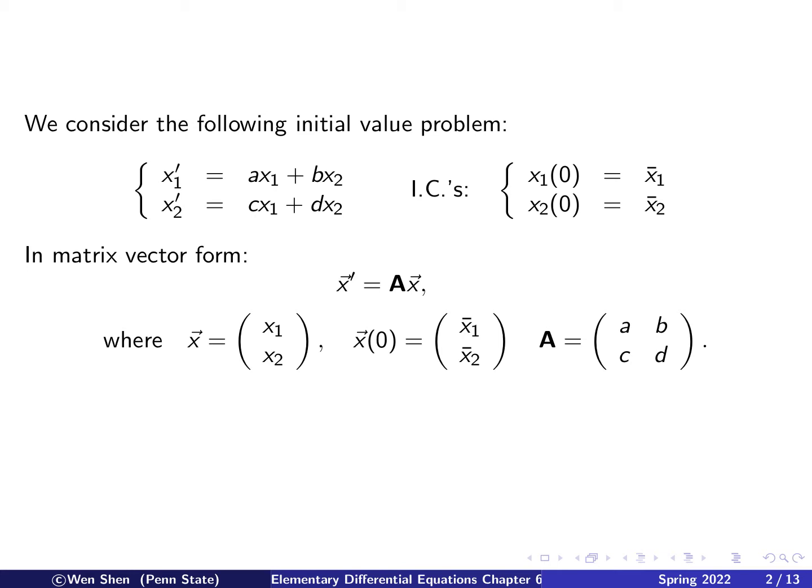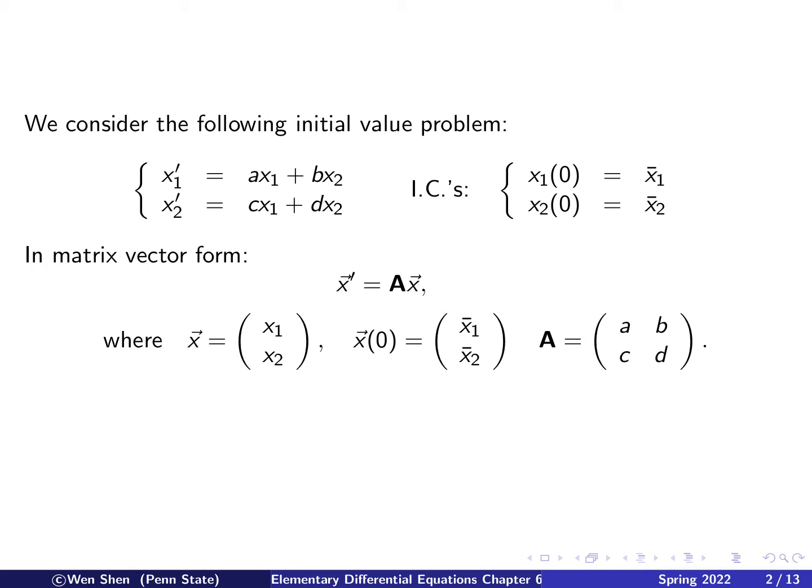Okay, so in the general setting, we consider the following initial value problem. The unknowns are x1 and x2, and we have x1 prime equals ax1 plus bx2, x2 prime equals cx1 plus dx2, and we have no other terms. It's a homogeneous equation, and then initial conditions are given at t equals 0. For x1, it's x1 bar, and for x2 it's x2 bar.